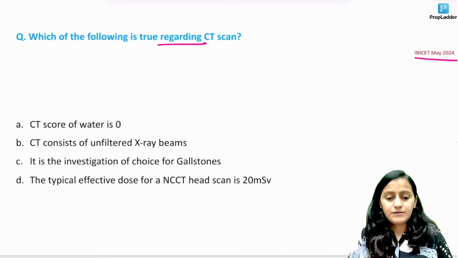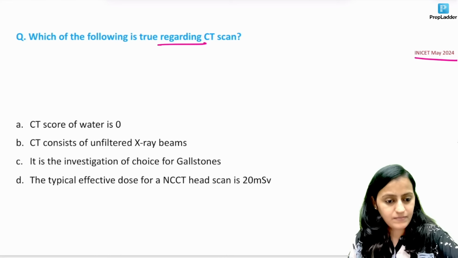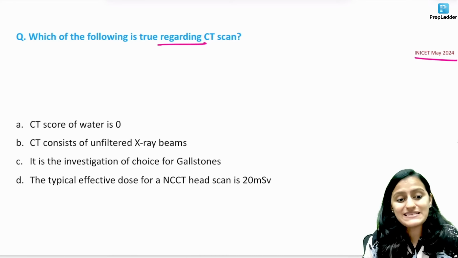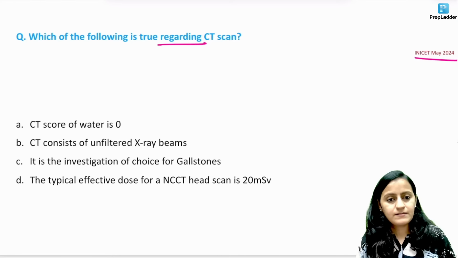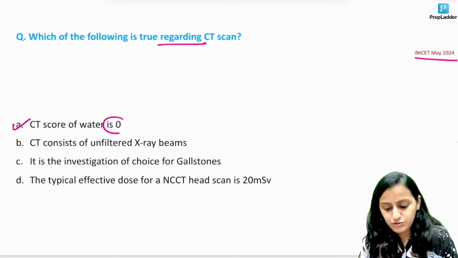Which of the following is true regarding CT scan? It was more than 12 previously, but now it has been changed to more than 20. Right, it is the CT score of water is 0. This is what is true.